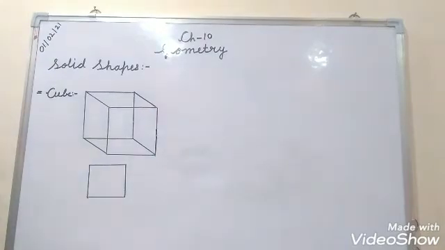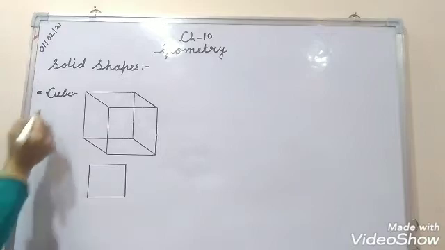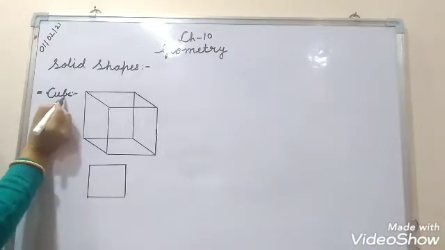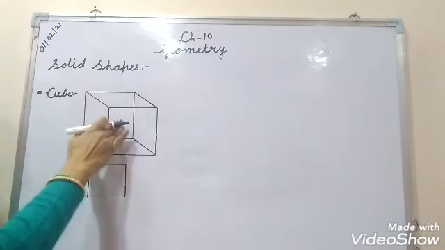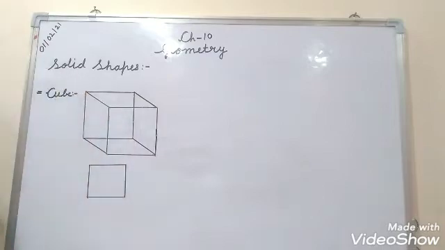Children, now let's start with our first topic, that is cube. The first solid shape is cube. You have seen examples of cube in your daily life: dice that you used to play with in Ludo, or ice cube or sugar cube. These are examples of the cube. So now let's learn about the properties of cube.